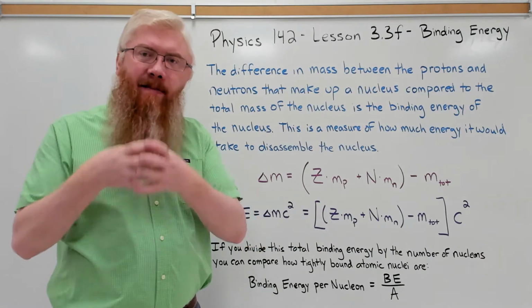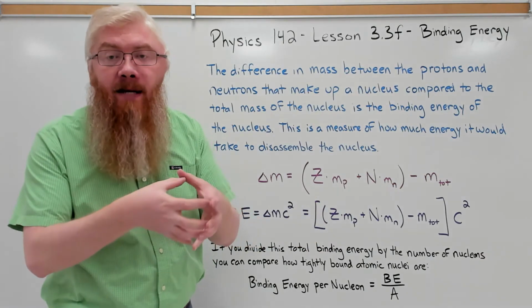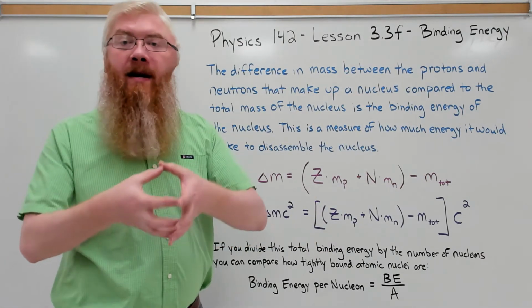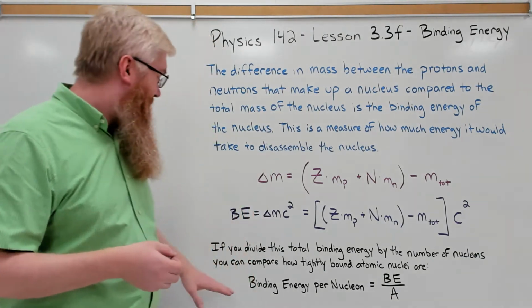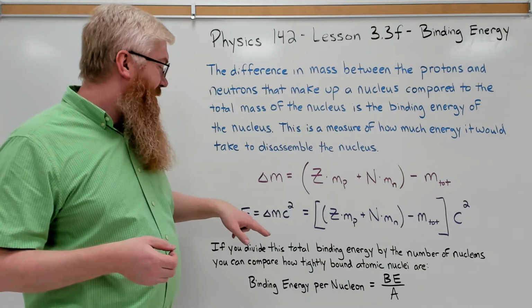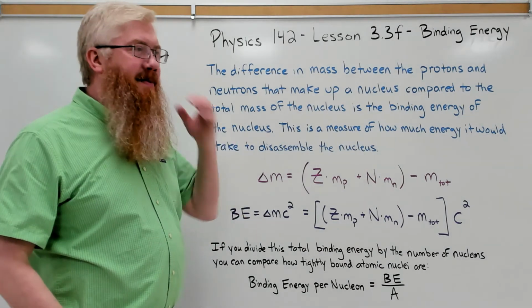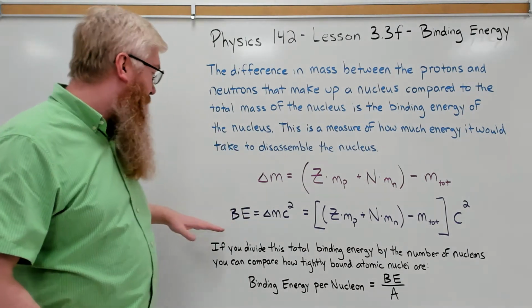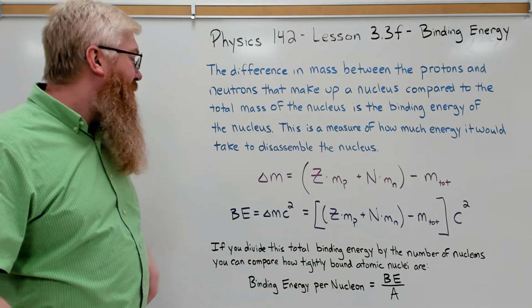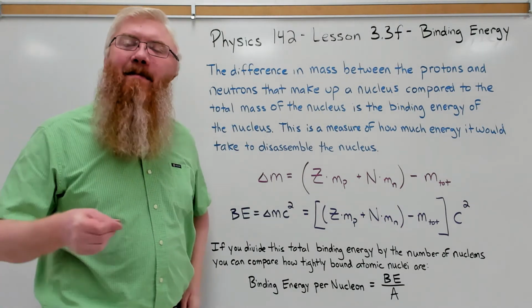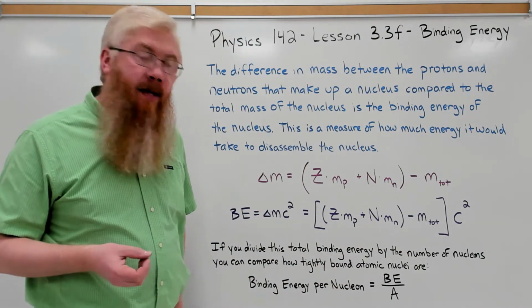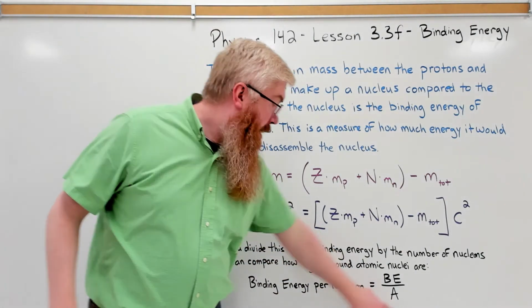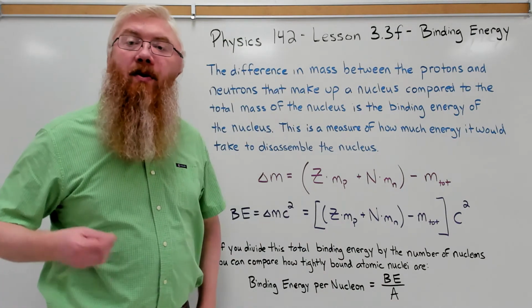Which is the most tightly bound nucleus? Is it helium? Is it uranium? Is it lead or argon or krypton, xenon? I say krypton, I'm thinking of Superman, but it is actually a gas as well. So if you divide the total binding energy by the number of nucleons you have, by the atomic mass number, A, you get the binding energy per nucleon.